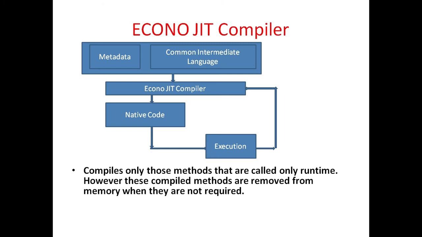The Econo JIT compiler compiles only those methods that are called at runtime. However, these compiled methods are removed from memory when they are not required.